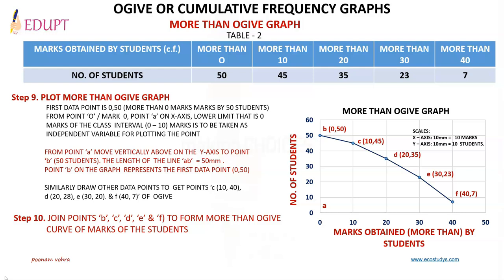And one can notice that more than ogive graph is downward sloping. I hope you have understood construction of an ogive by more than method. The steps are similar with minor modifications. So next time we shall discuss construction of an ogive by less than method. Till then, keep learning and keep practicing.